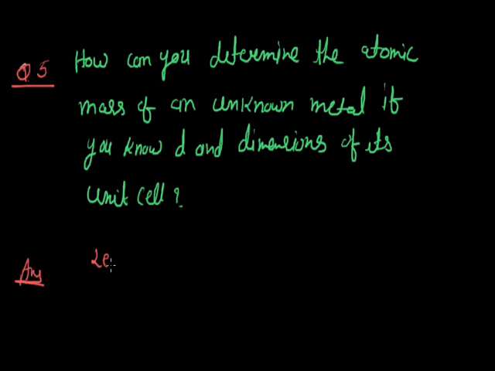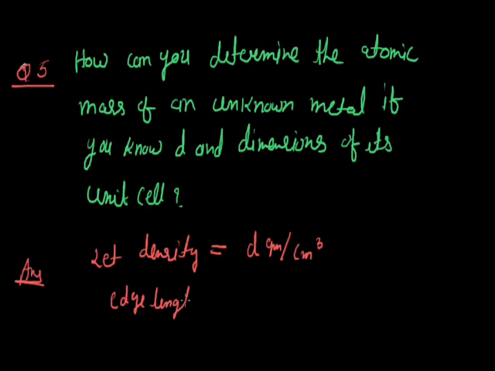Let density equal D gram per centimeter cube, and the edge length equal a centimeter. Now the volume of the unit cell equals a cube, centimeter cube. Now as we know, density equals mass upon volume. Now D equals M upon volume, that means a cube.